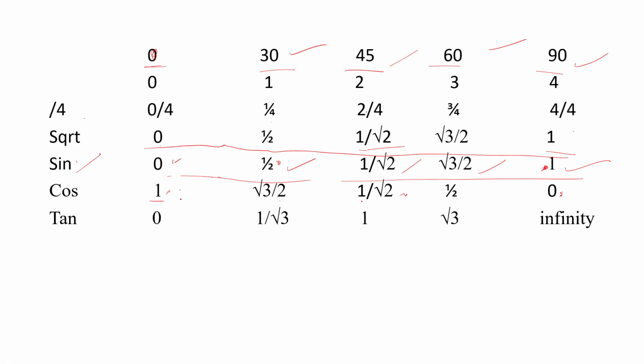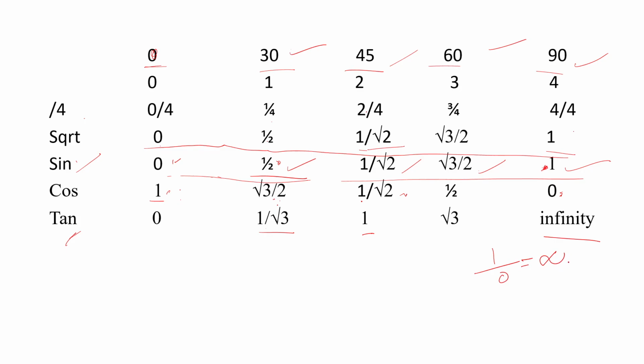That is, cos 0 is 1, cos 30 is root 3 by 2. After doing this, you can find tan theta by dividing sine by cos. If you divide, the 2s get cancelled, and you get 1 by root 3. Then you get 1, then root 3, and here you get infinity, because 1 by 0 is infinity.